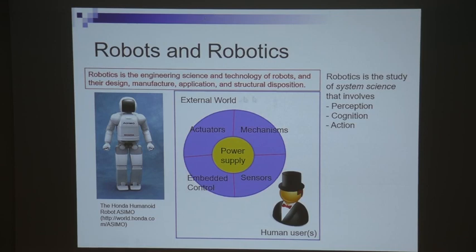So this is the definition that we are using for this course: the engineering science and technologies of robots and their design, manufacture, application, and structural dispositions.